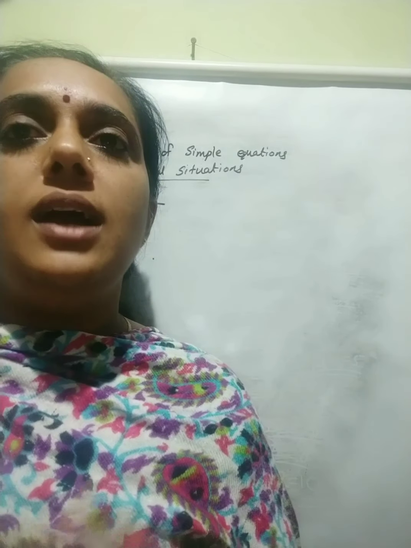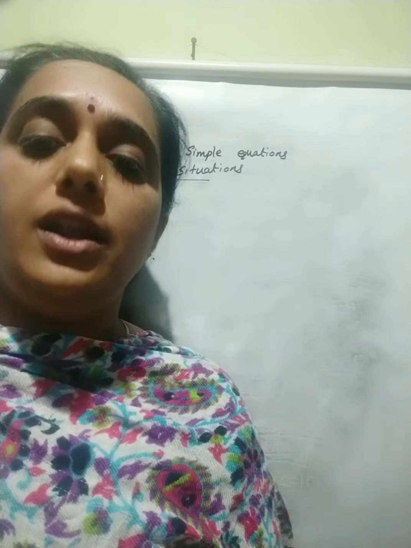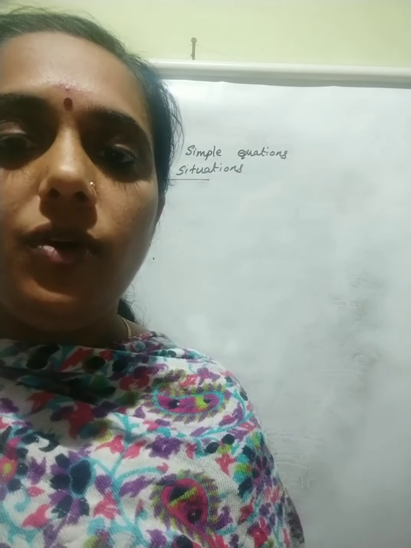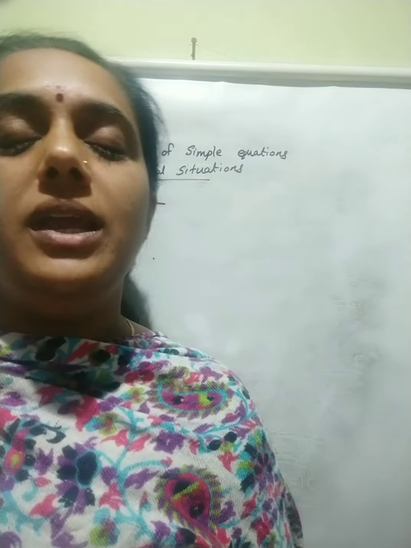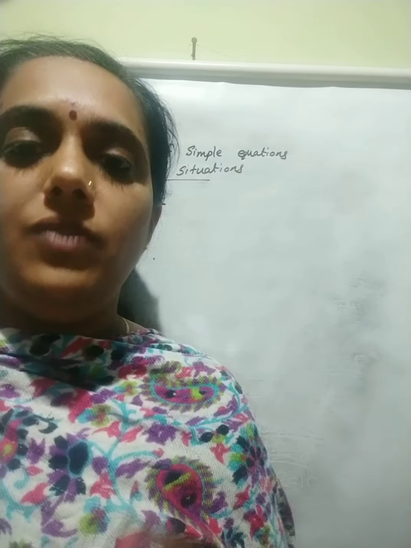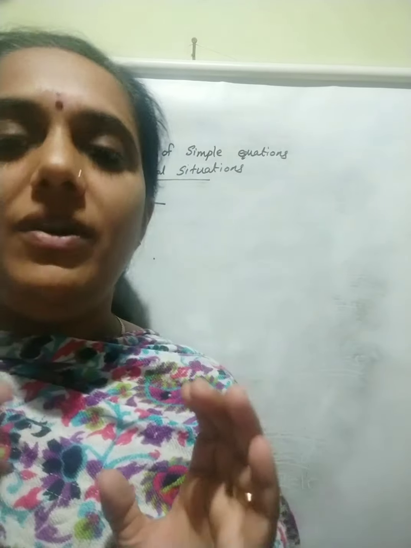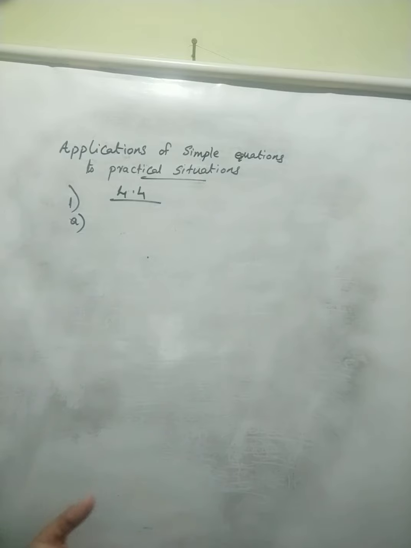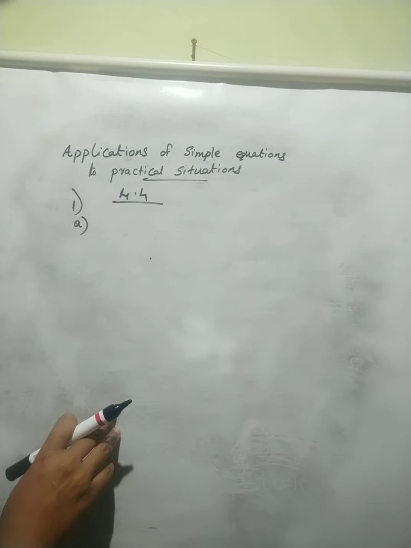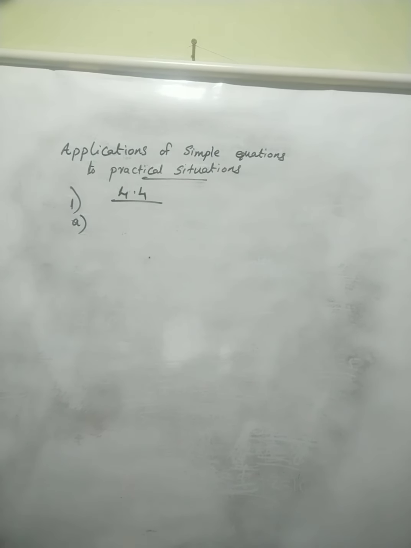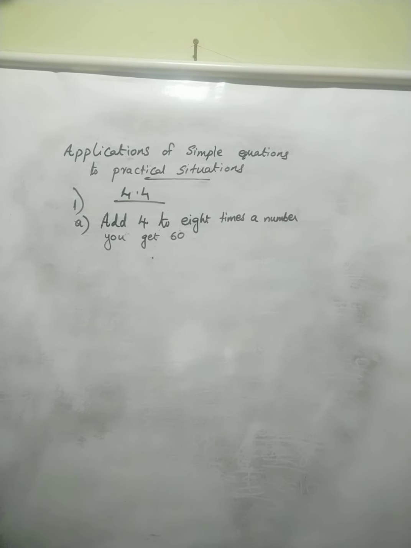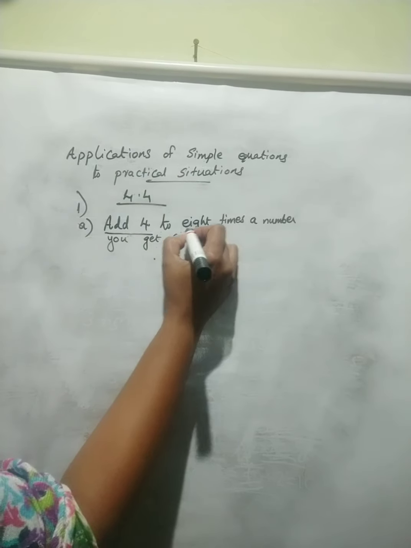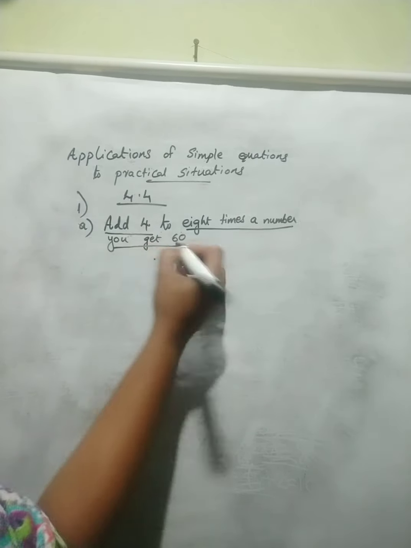We have to make it. After that, we have to find the unknown value, unknown number, or the value of the variable. First, we have to make the equations by using variables. That means there will be one unknown value. First question: add 4 to 8 times a number, you get 60. How can we do this?